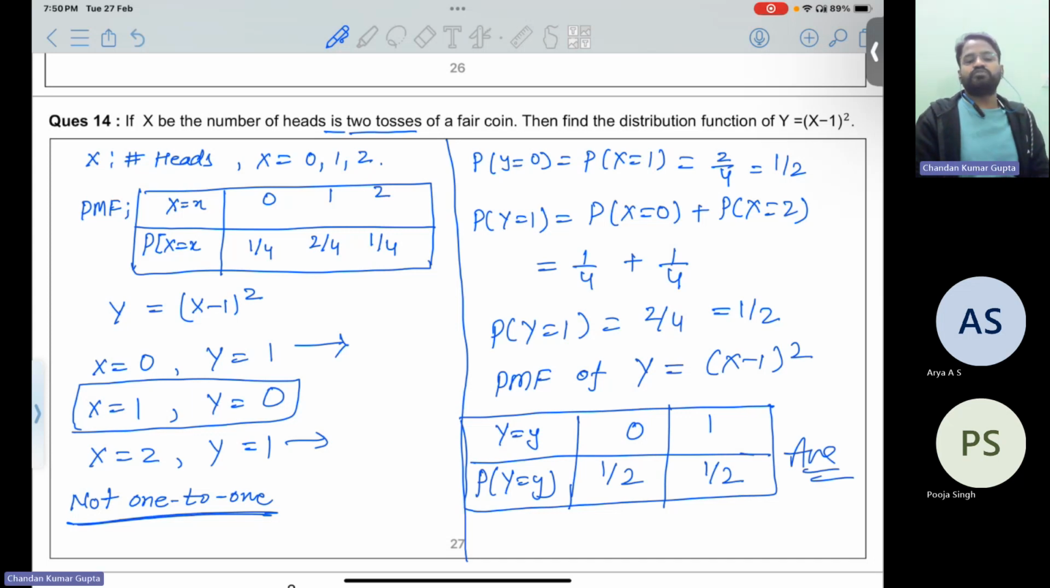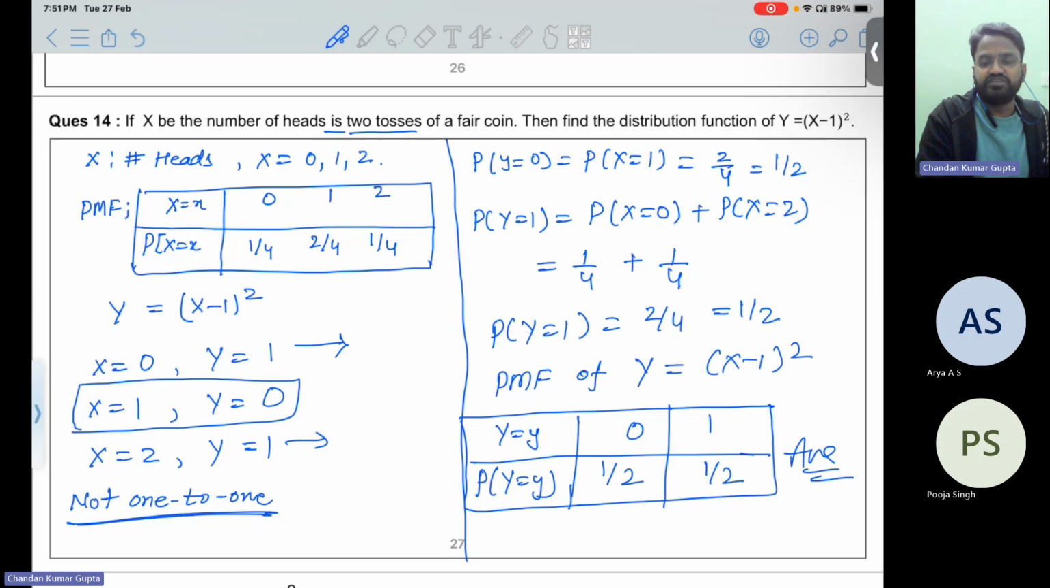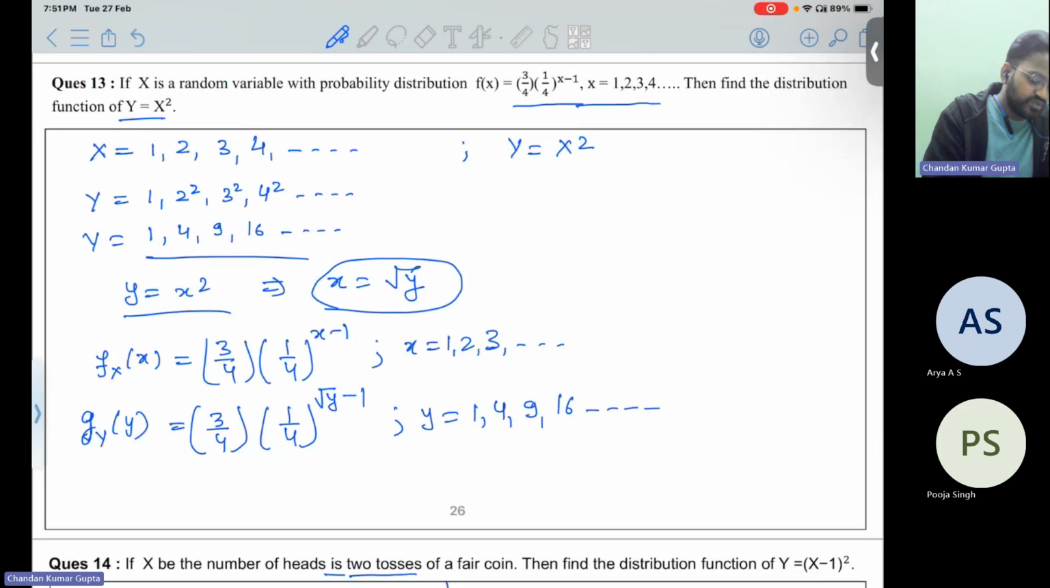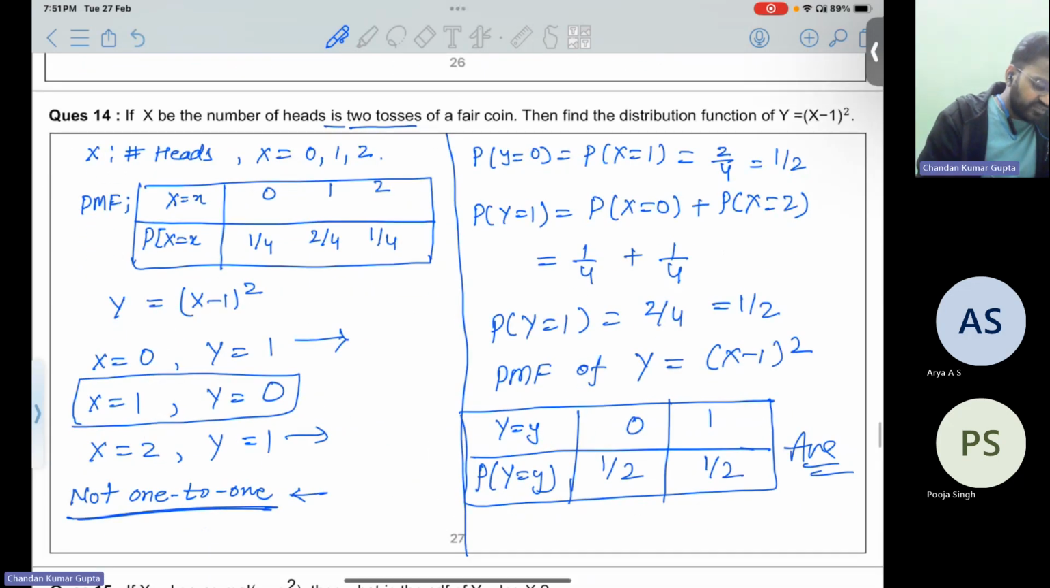This is also a transformation, but in the case of a discrete random variable. When we solve for a discrete random variable, the transformation may be either one-to-one or not one-to-one. In the case of a one-to-one function, we directly put the value from the transformation equation. When the transformation is not one-to-one, we solve it by this method.